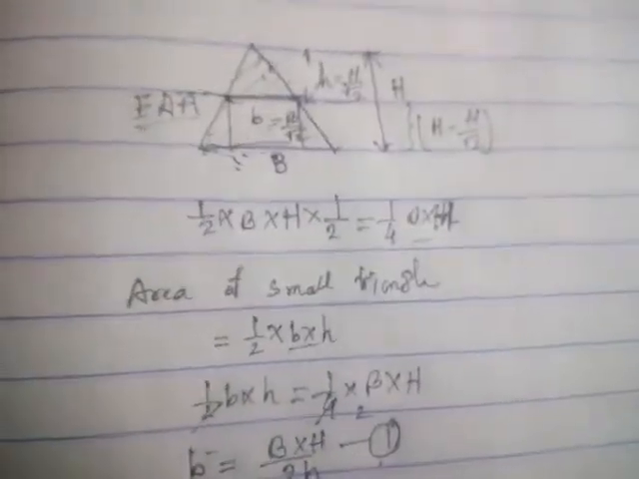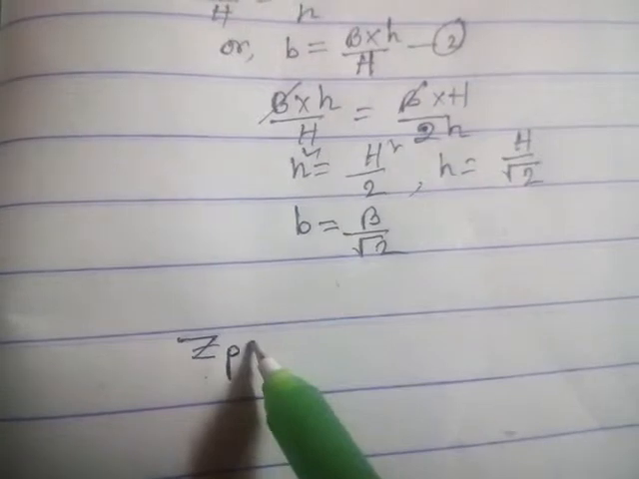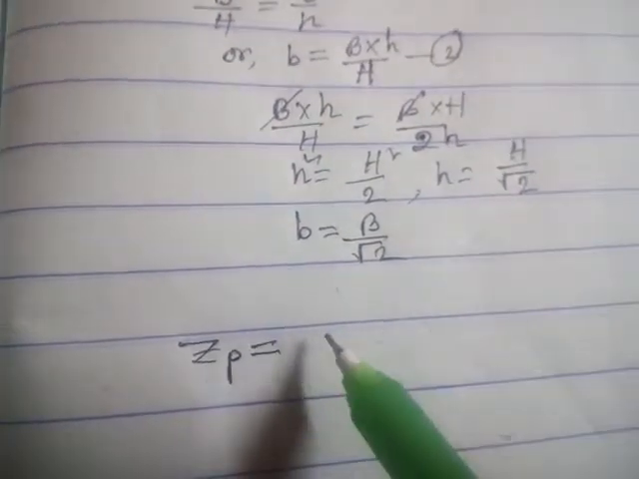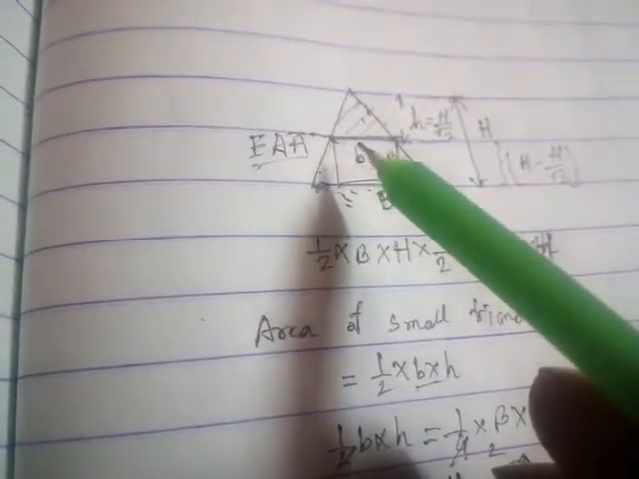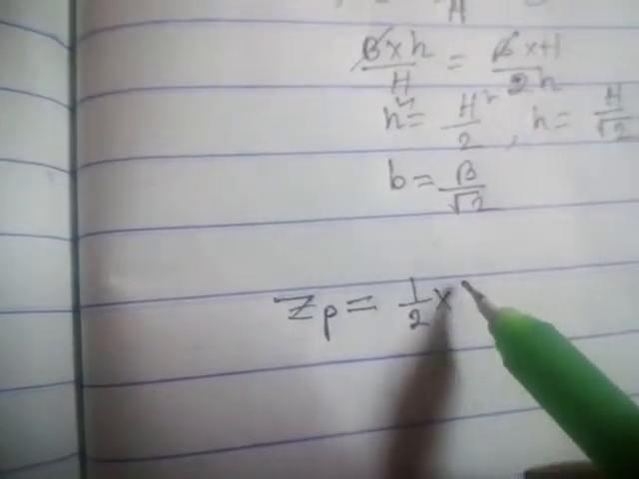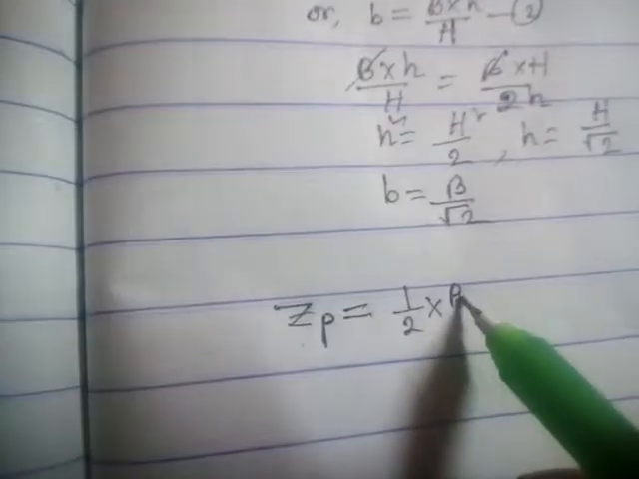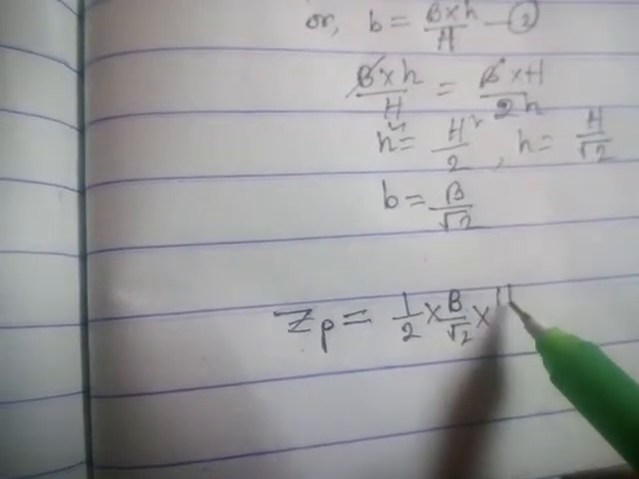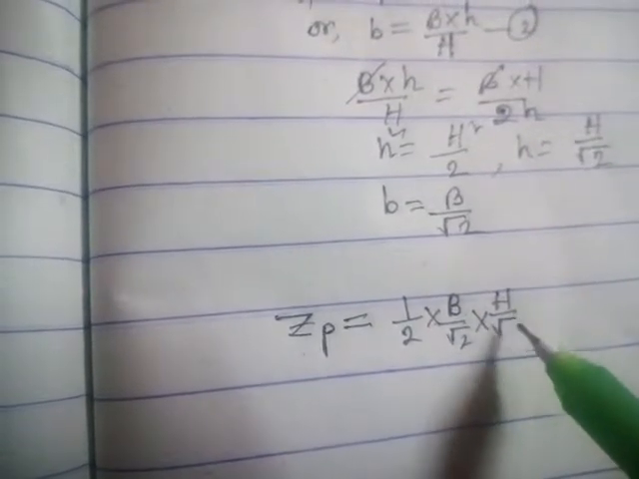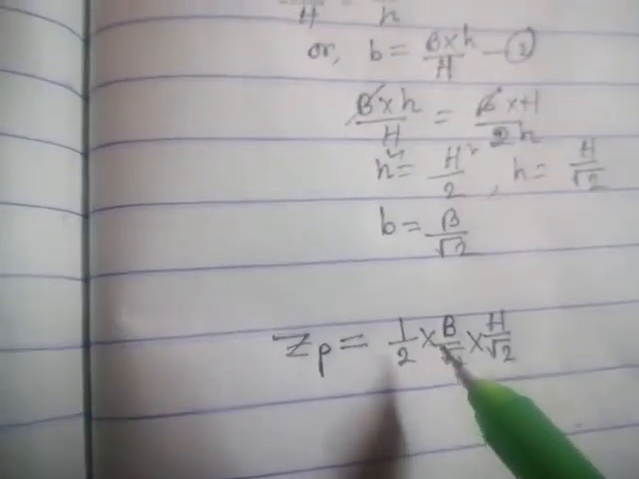So now we will find out the total. Here ZP, the plastic section modulus, will be half into, first we have to find this area, half into b, where b is capital B by root 2, into h, which is capital H by root 2. It is the area of the small triangle.